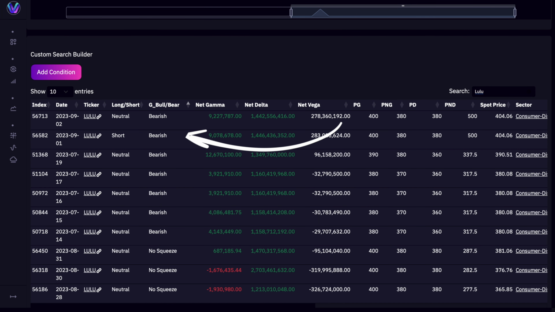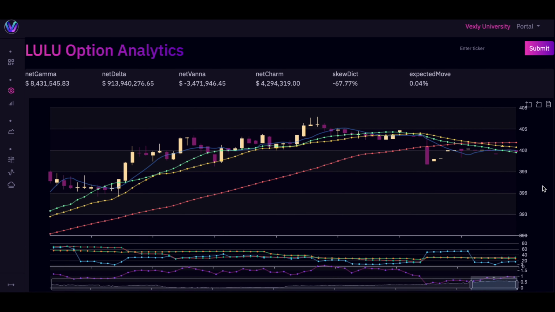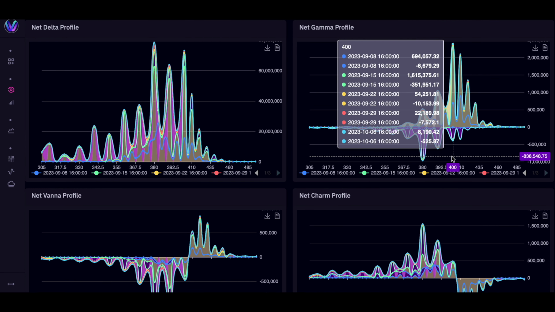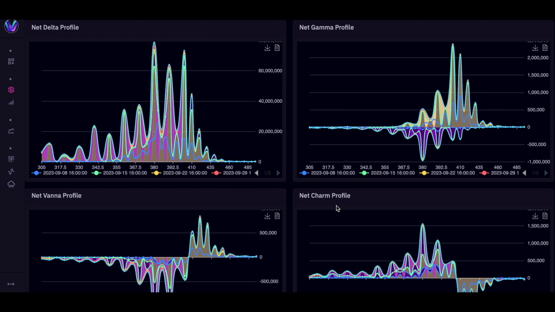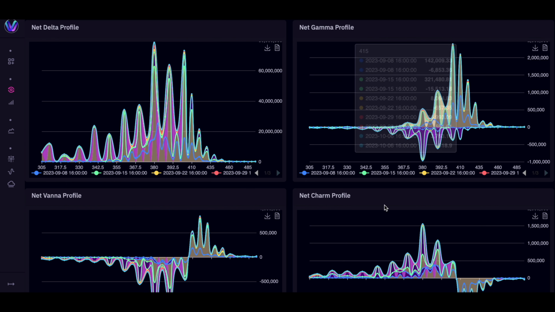For our second idea, we like LULU as a short this week. Our market maker model is short and bearish, along with Pluto signaling a sell signal. Moving to our gamma profile, we can see peak positive is at 400 along with peak negative at 380. Based on current positioning, we should see price roll back under 400 with a target of 390 to 380. But if positioning rolls higher, we could see price move up to those other peaks at 410 and 420.